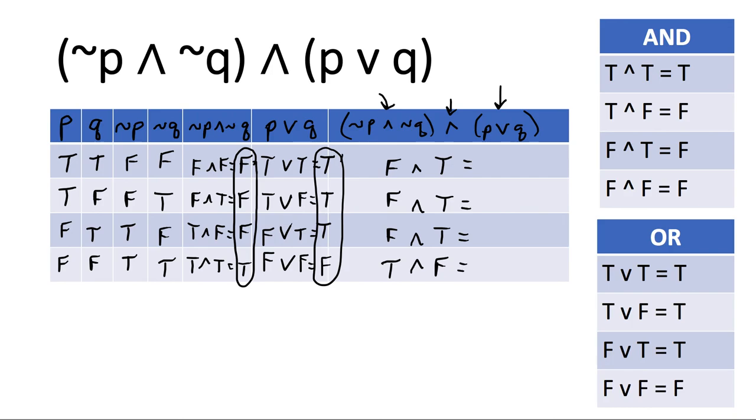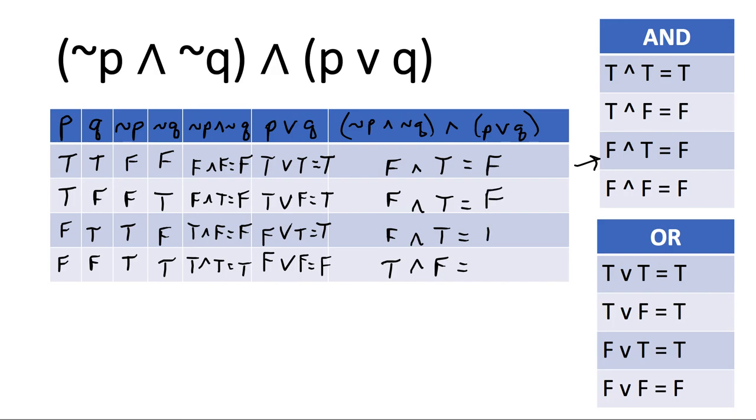And now I need to find the answers, the truth values for these four statements. So these are AND statements. So I'm back up here. The first one is F and T. That one is false. We also have another F and T. We have another F and T. And then the last one is true and false. That one is also false.